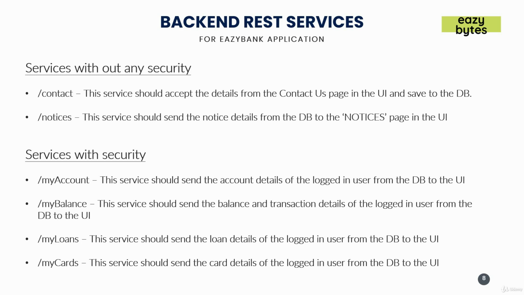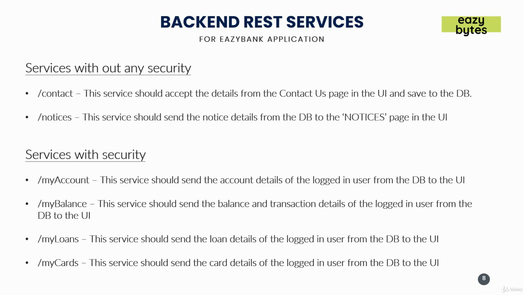At the same time, we also saw a dashboard page which has four sections of operations that a logged in user can perform: he can check his account details, balance details, and loans and card details. For those four operations, we have to build associated REST services, and we have to make sure those services are protected so that someone from the UI or any backend API can't call them without proper authentication details. So these are the services that we are going to build in the backend.